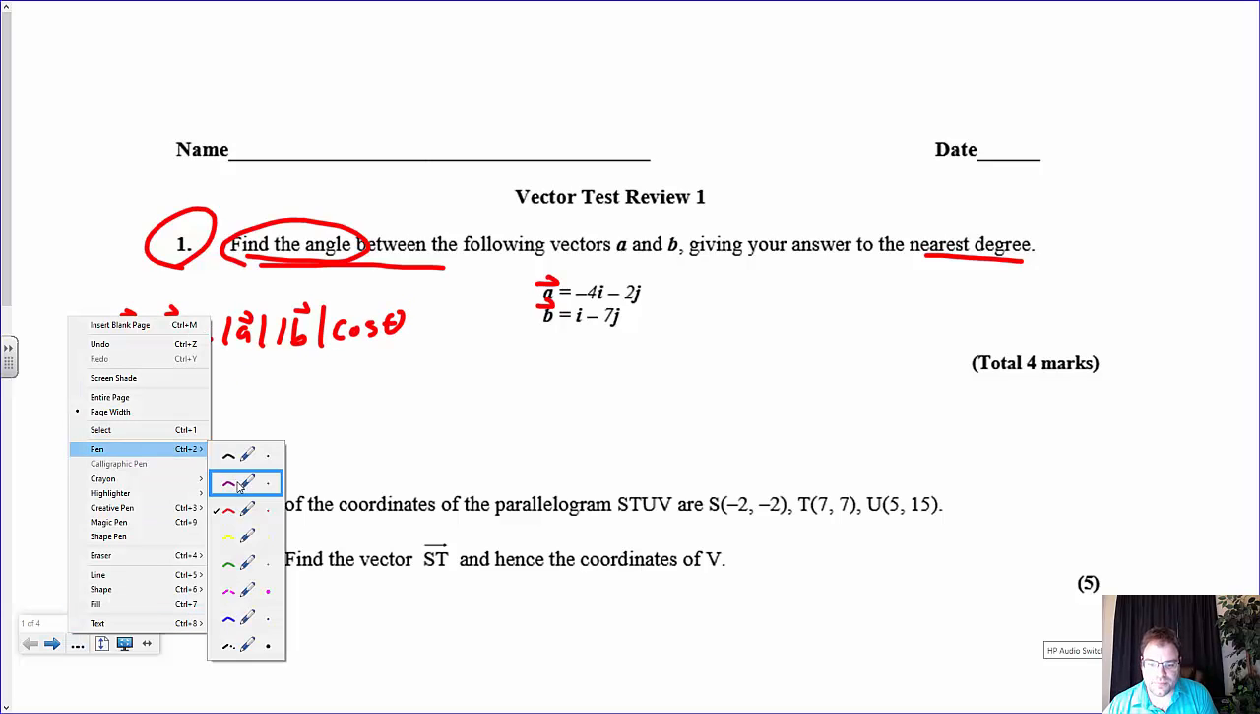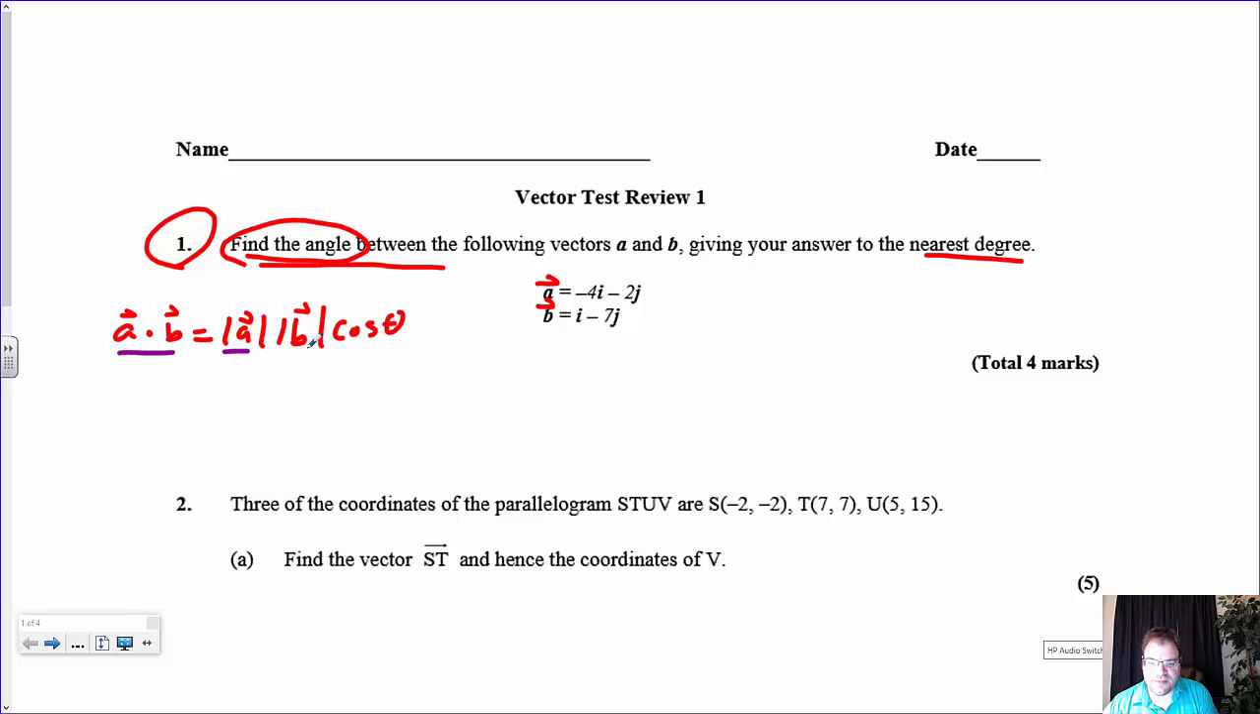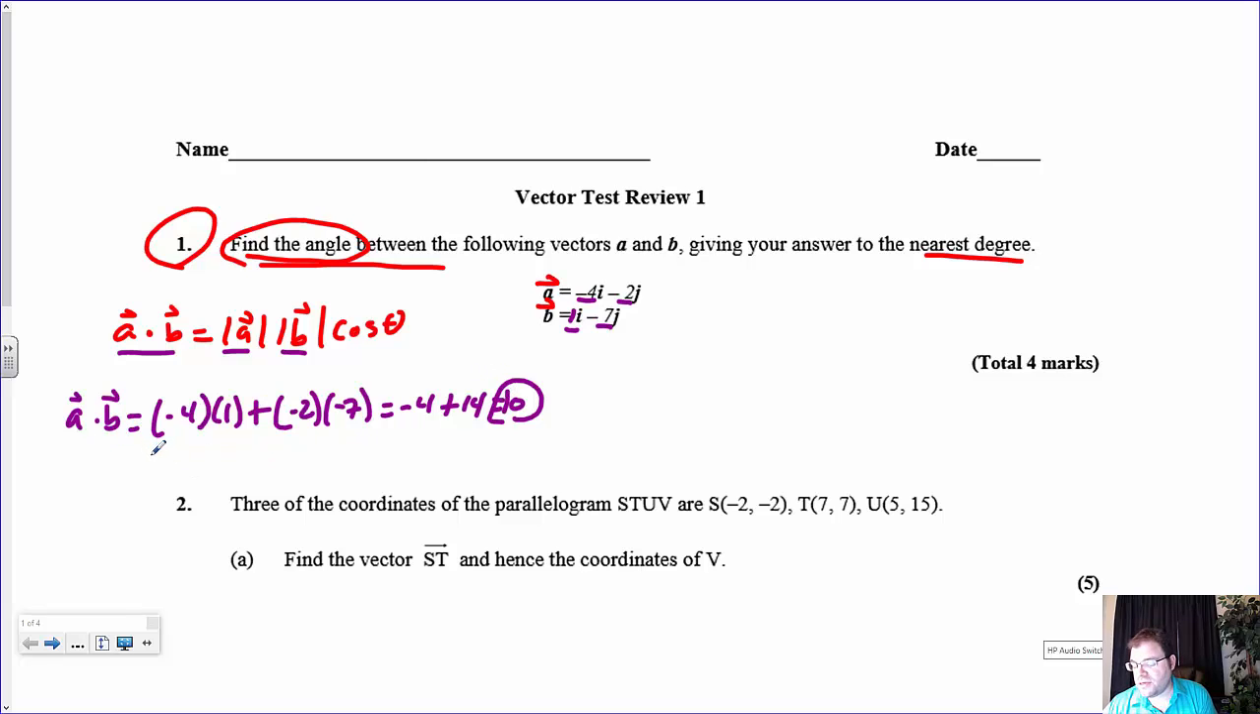I'm going to change my color here. What I need to find are three things: the dot product, the magnitude of A, and the magnitude of B. So I'll find the dot product first. The vector dot product of A and B is found by taking the x components, the i coefficients of A and B, negative 4 and 1, and multiplying them. Then I'll add the product of the j coefficients, the y components, negative 2 and negative 7. So I have negative 4 plus 14, which is in fact 10. That is the vector dot product. It's a positive number, which tells you it's an acute angle.